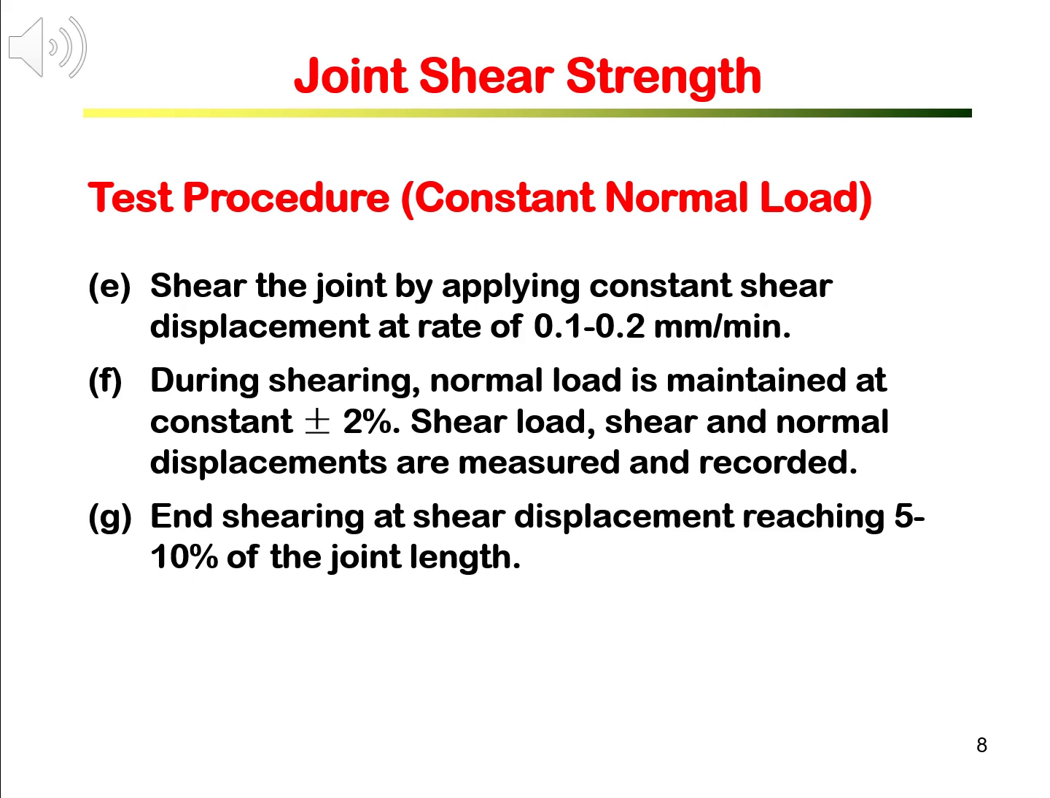During shearing, normal load should be maintained constant within 2% variation of the prescribed value. Shear load, normal load, shear and the normal displacements are measured and recorded, again at 1 Hz frequency. Normally, we will stop the shear test when the shear displacement reaches 5 to 10% of the joint length.